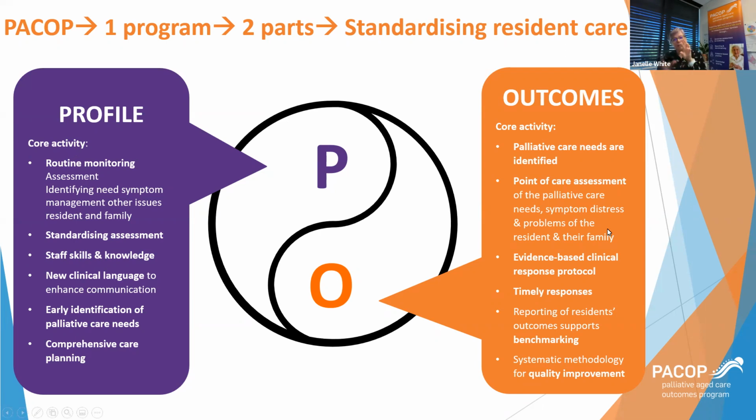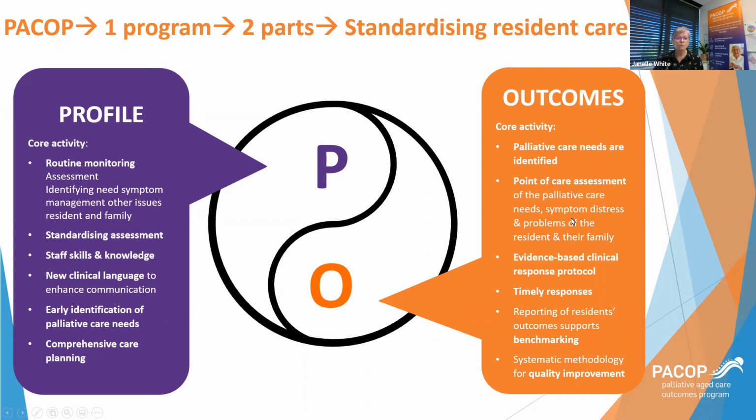Now, the outcomes collection is the other part which makes up the whole PACOP program. Once needs are identified in the profile collection, they are then moved into the outcomes collection to receive palliative care. It's called outcomes because the information gathered from assessments, we feed back to aged care homes and they can measure the outcomes from their care, because their care is addressed through an evidence-based protocol. So they can look at how the resident was before and after, and we can help them quality improve based on the outcomes from care.